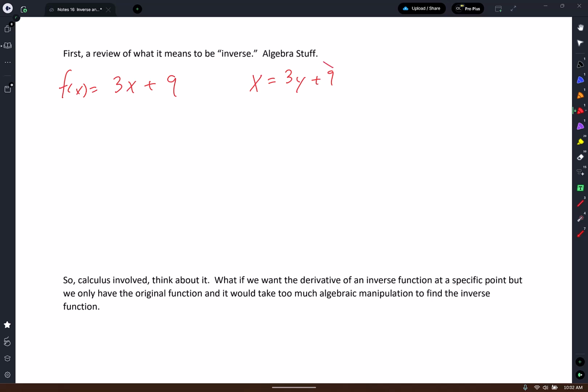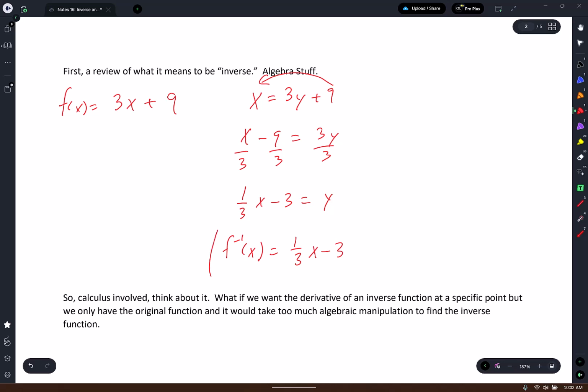So you put the 9 over there. x minus 9 equals 3y. And you divide everything by what? 3, divide by 3, divide by 3. And then you get something that looks like this: 1/3 x minus 3 equals y. And this is my inverse function. So this is what I'm going to write for inverse, like this. Do you guys remember that? So this symbol here means inverse.